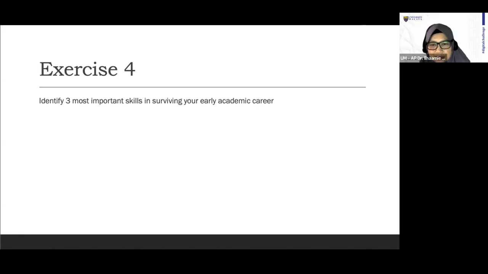Yes, that's right. So I think all of you agreed with most of the skills as survival skills that we need in order to survive in our early academic career. It's not easy to survive, especially with publication, because without research we cannot publish. So we need to have research, and we also need to get some funding.